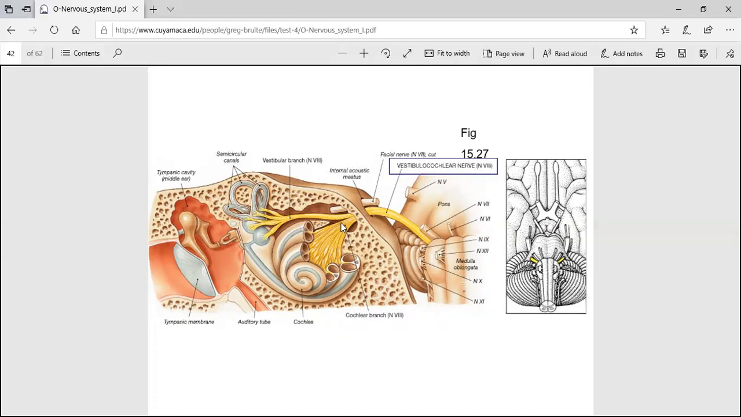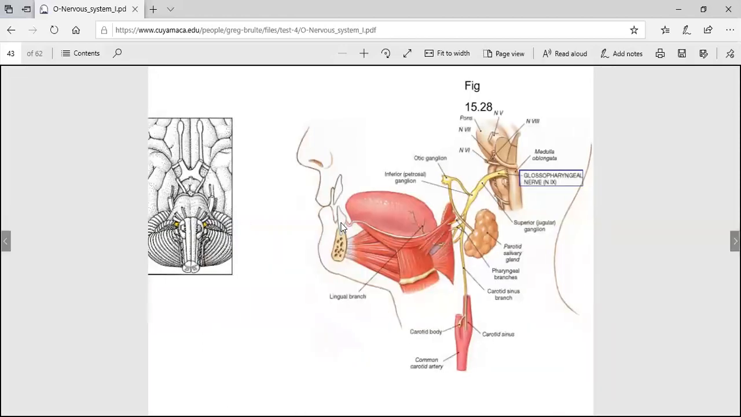Sensory, motor, or both? Let's see. Some say Marry Money, but my brother says sensory. Yep. Number 9. This is another one I always had a hard time remembering.